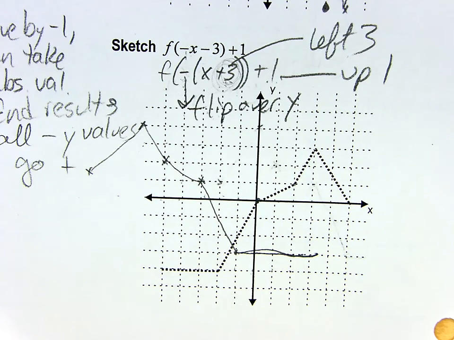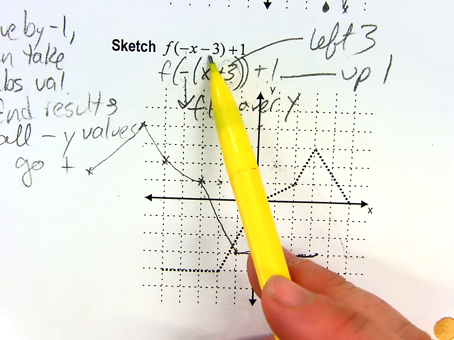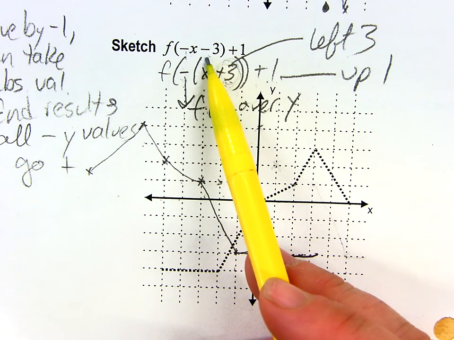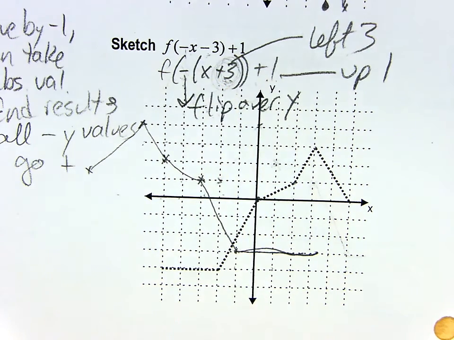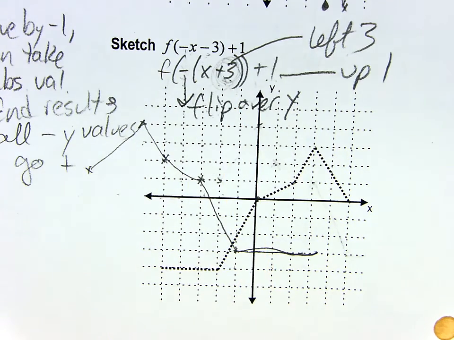Does that kind of make sense? They can be tricky. So if you have a coefficient in front of your x, you want to factor that out. Because if you don't, you're going to probably shift it to the right 3, and you don't want to do that. Take out that negative, and then you'll see that it turns into a plus there. Okay. Let's stop this.